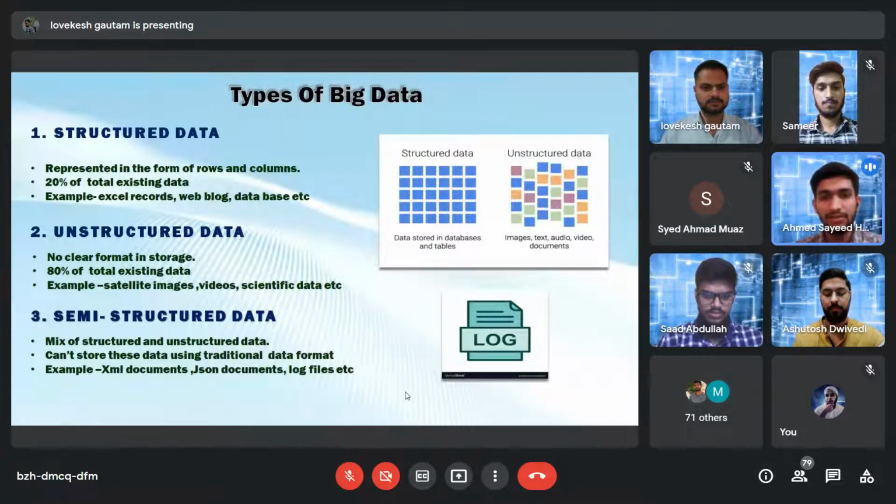Third type is semi-structured data. This is basically a mix of structured and unstructured data. We can't store these data using traditional data format. Some examples are XML documents, JSON documents, logs file, etc.